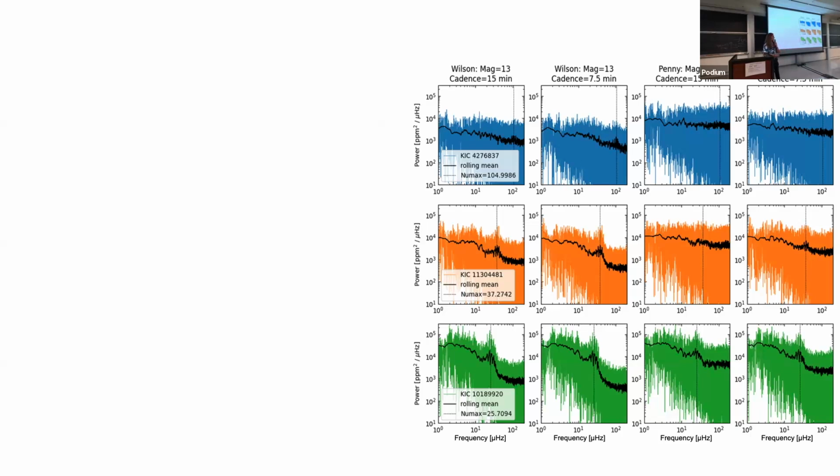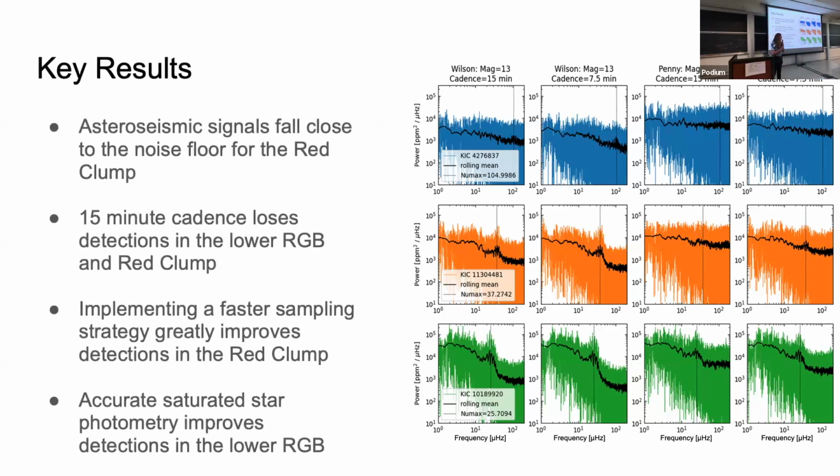And the key takeaways from this are that we can notice that our asteroseismic signals, these peaks in the power spectrum that we see, fall really close to the noise floor in the red clump. And we can improve these dramatically by implementing a faster cadence or doing more experiments on saturated star photometry to lower that noise floor we expect to see in the Galactic Bulge Time Domain Survey.